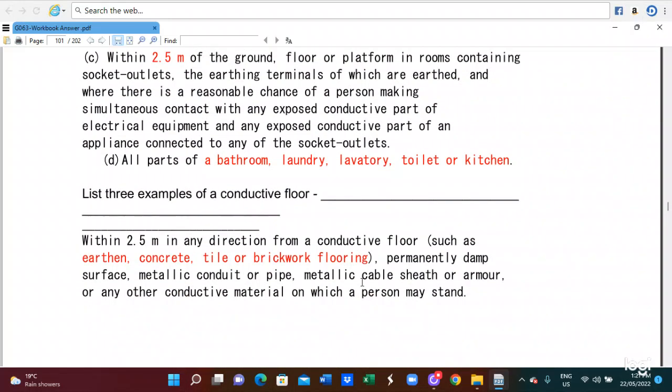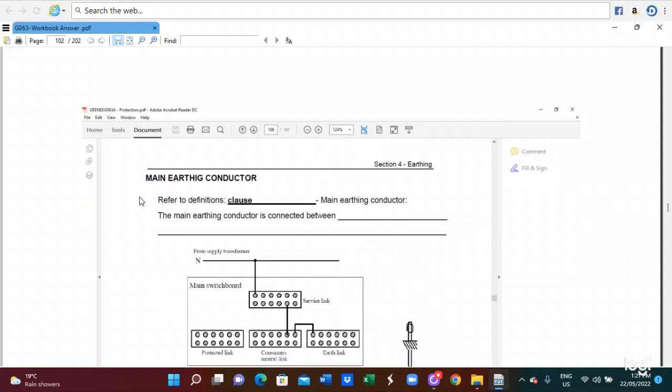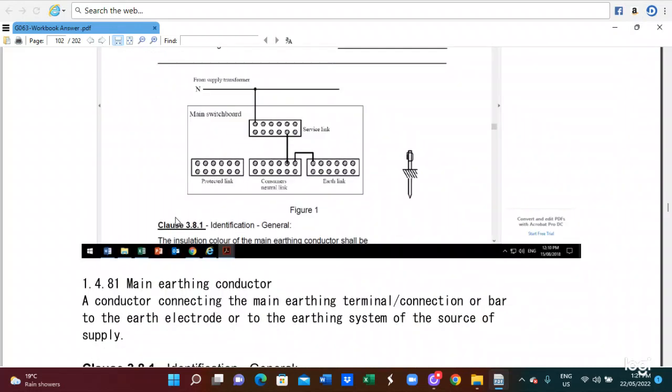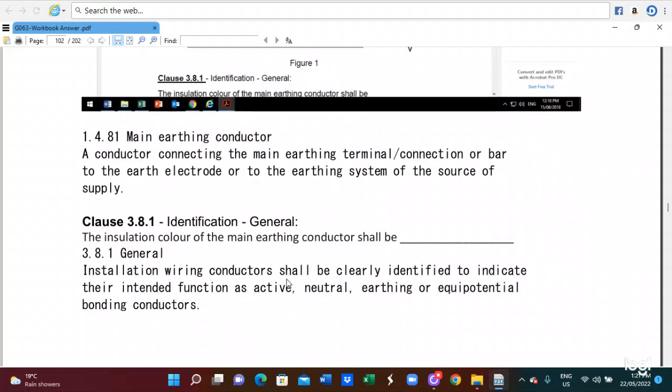And three examples of the earthing conductor. So this is the earthing conductor, three examples. In this case you also refer to this one. So this is the big earthing conductor. The main earthing conductor is defined in 1/4/81. It is the conductor connecting the main earthing terminal or connection of the bar to the electrode or to the earthing system or the source or the supply. So this is the main earthing conductor.